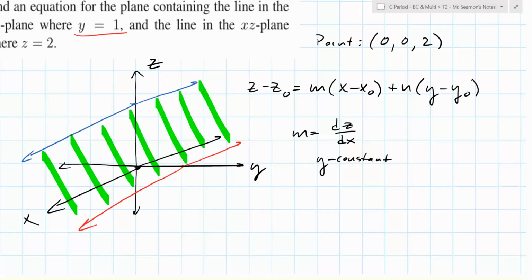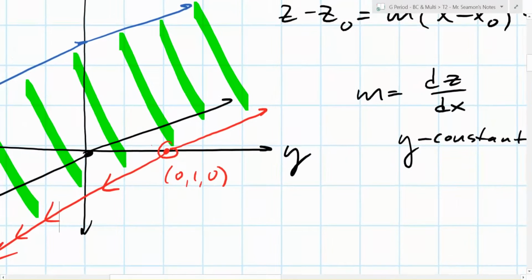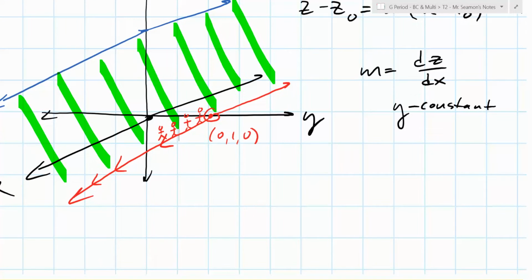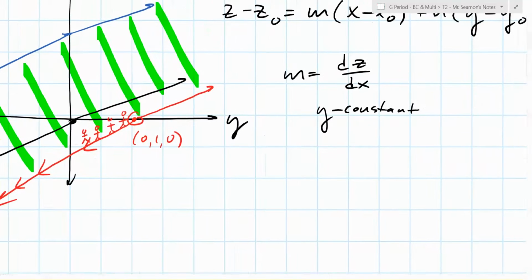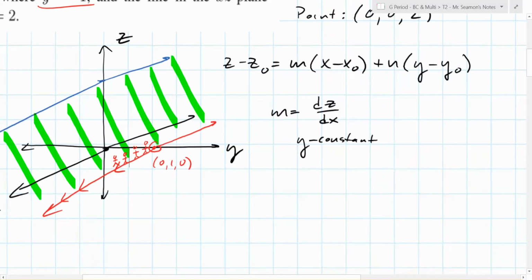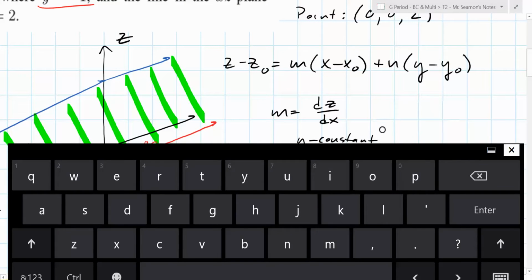0, 1, 0. I like that right here. Great pick. So that's 0, 1, 0 right there. So if you walk in this direction, what's dz dx going to be? If you're a little dude walking on this line right here, look, draw a little person. If you're walking right there and y is staying constant, what is happening to your height? Not changing. So what is dz dx going to be? 0. It is 0.